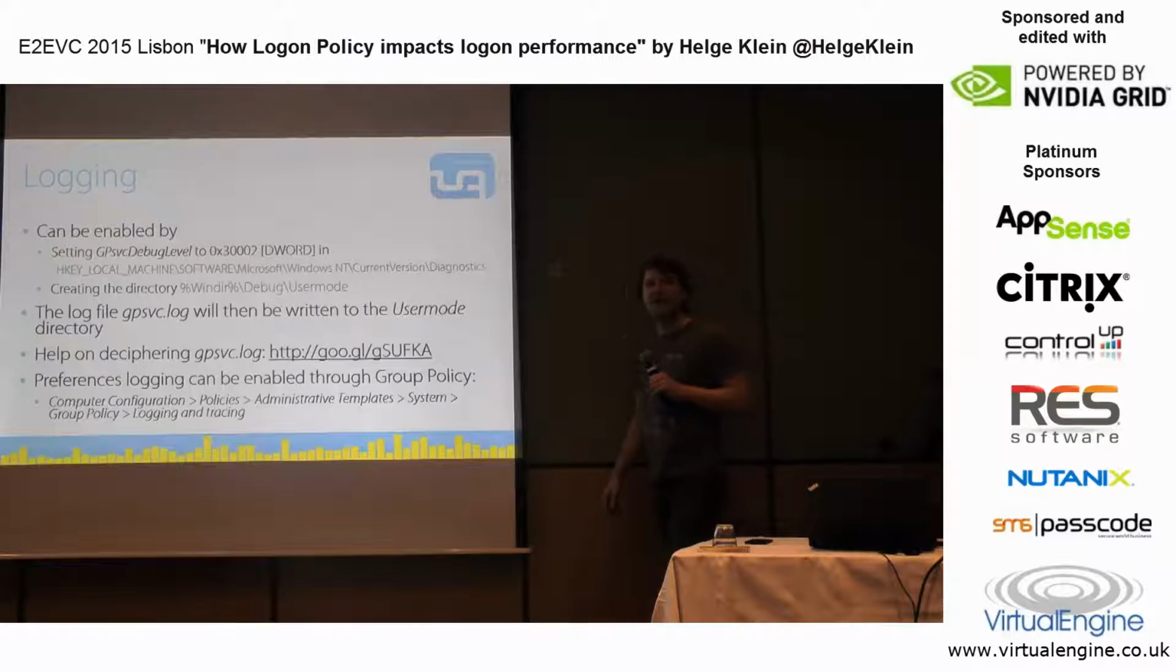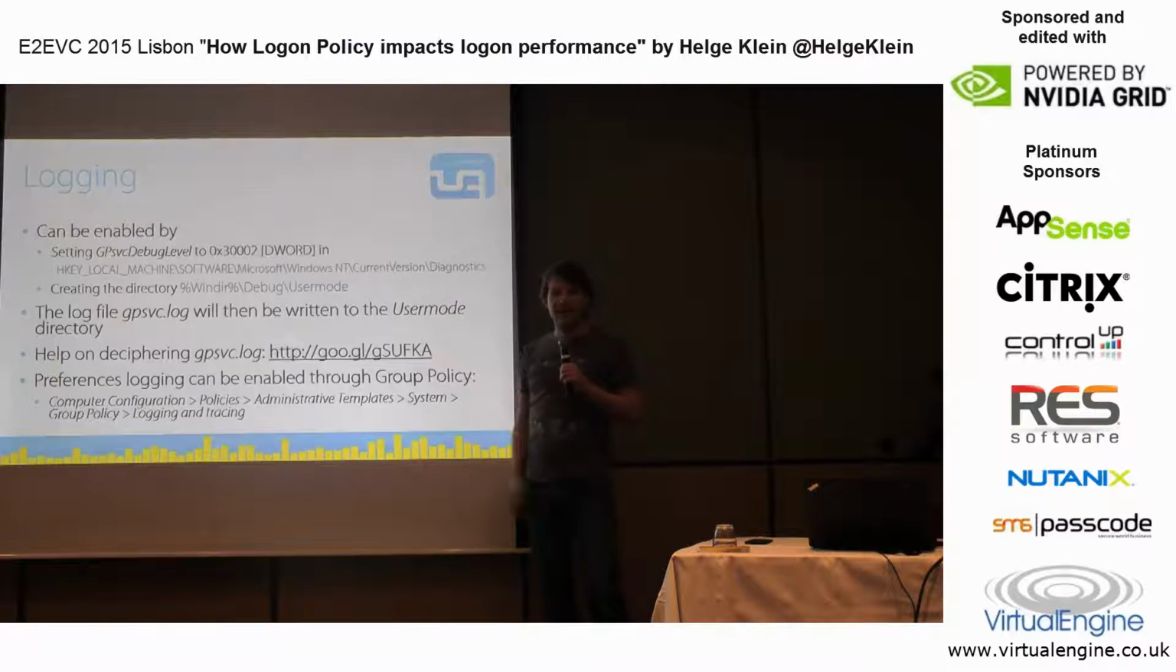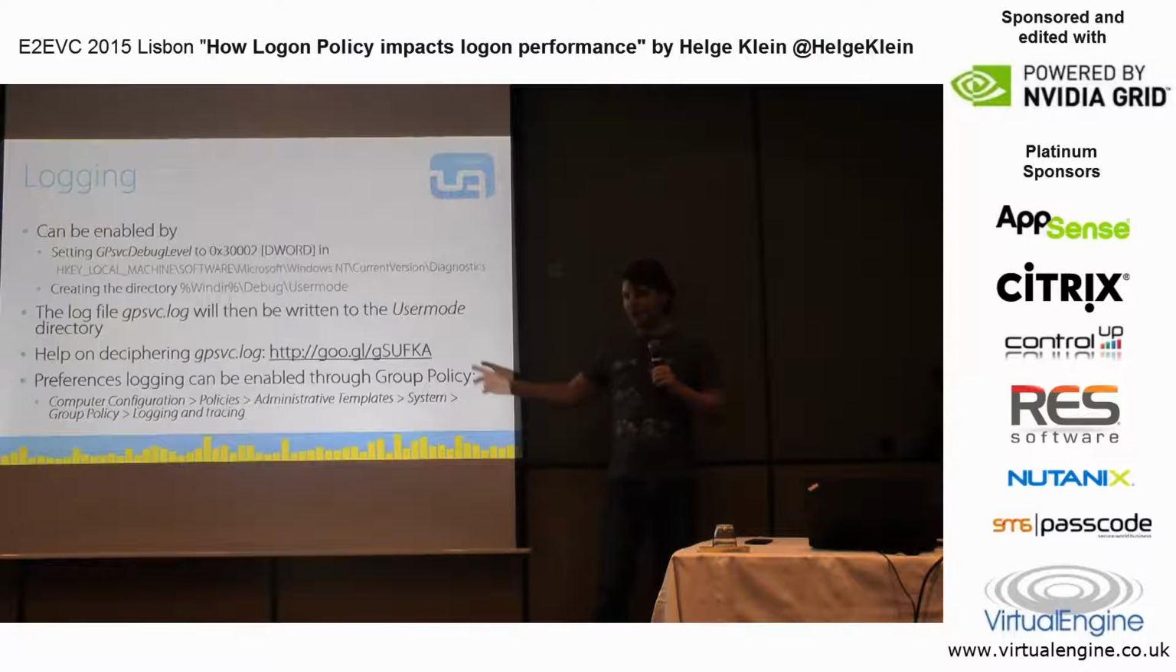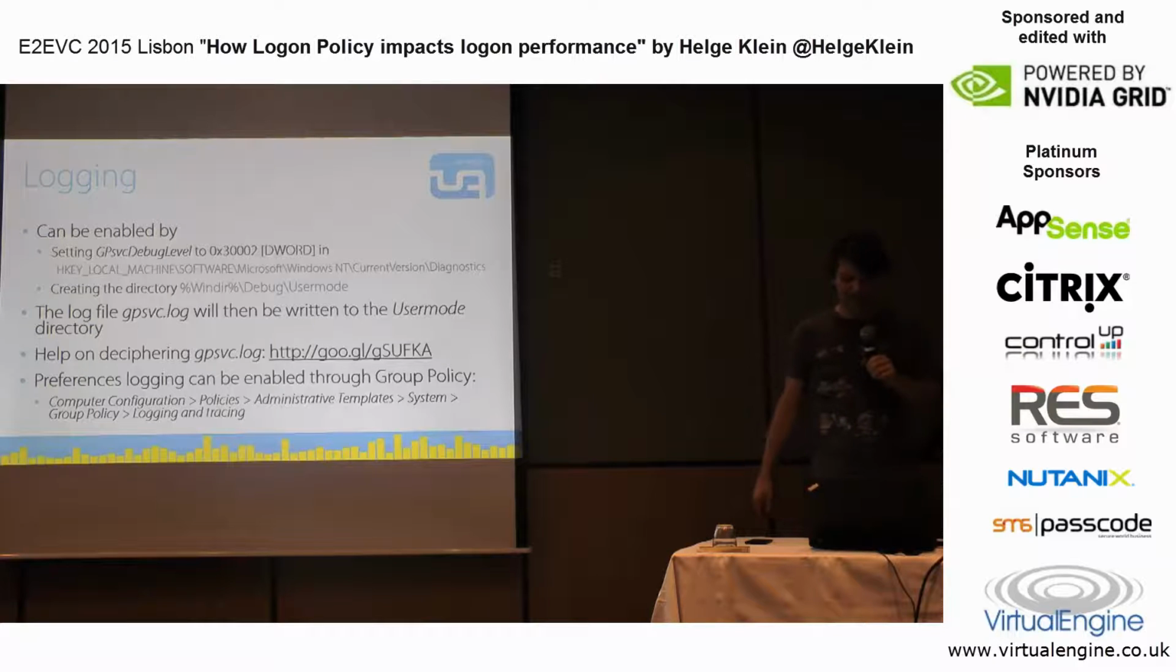To help with deciphering that log file, there's a Microsoft blog that helps you decipher it. You can find it at this URL. That blog is about 10 million characters and 5,000 lines, whatever. So there are easier files to understand. But if you have to deal with it, please take a look at that blog article. And logging for preferences can be enabled independently of that. You've got this location in group policy to do that.